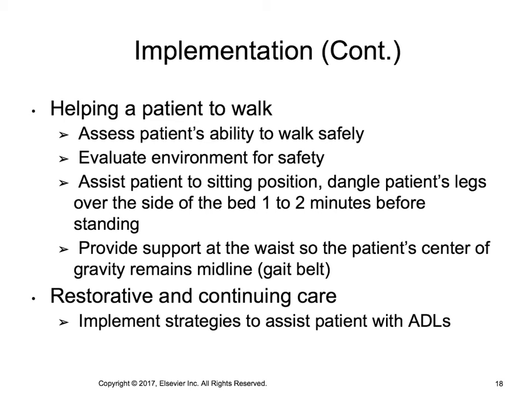So when we're getting our patients to walk, we want to assess their ability to walk. If they are a little weak or a little unsteady, I'm definitely going to have a gait belt. When I get them up, I'm going to get them up slowly, dangle their legs off the side of their bed for about a minute or two, help them get their bearings. I'm going to help support them at the waist, so that their center of gravity remains midline, and that's with that gait belt. And again, I make sure I show the patient how to properly transfer, and if I need any assistance. And I'm also going to show the family how to safely transfer the patient, make sure that they have non-skid shoes, something on their feet.